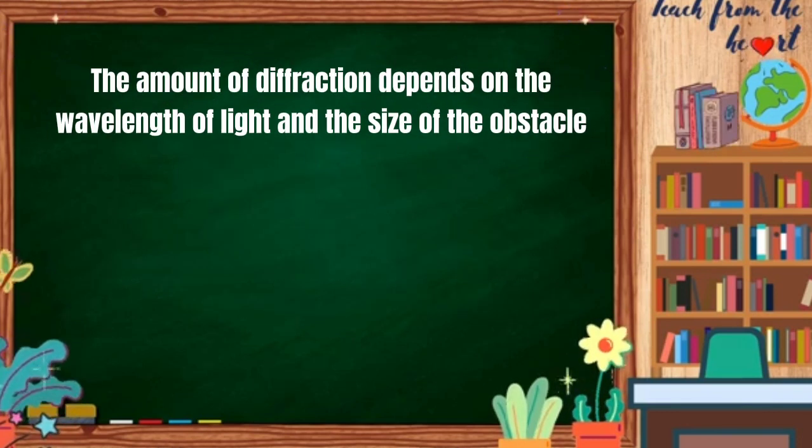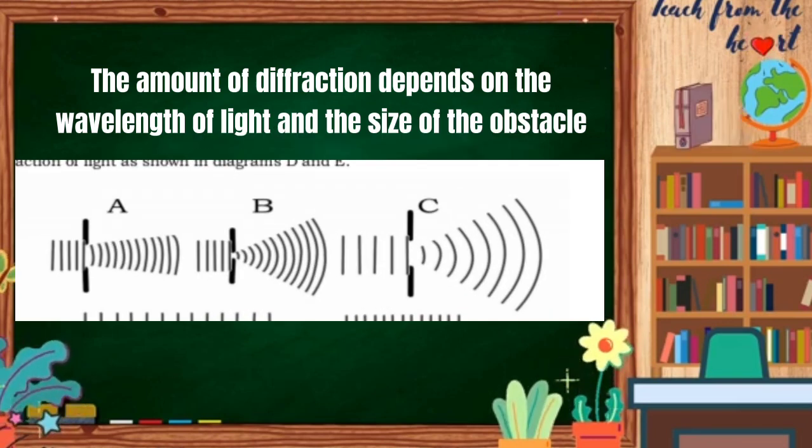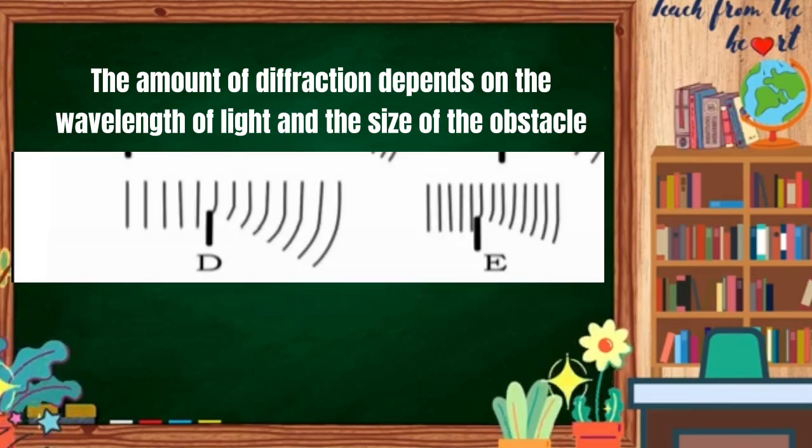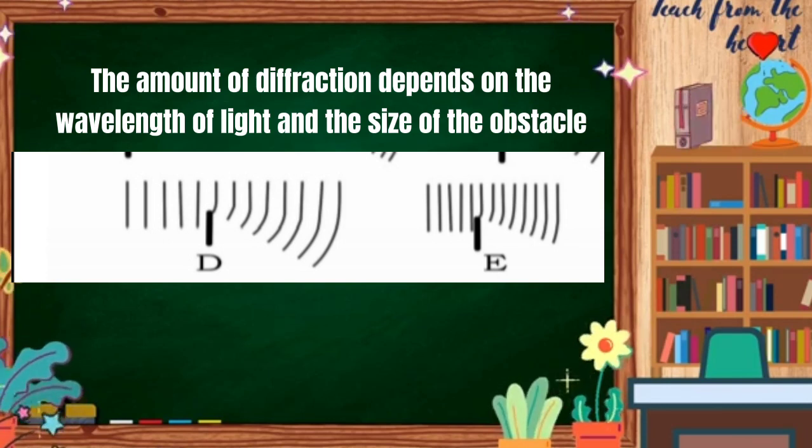The amount of diffraction depends on the wavelength of light and the size of the obstacle. This is illustrated in diagrams A, B, and C: the smaller the opening, the greater the diffraction of light, while the longer the wavelength, the greater the diffraction of light, as shown in diagrams D and E.